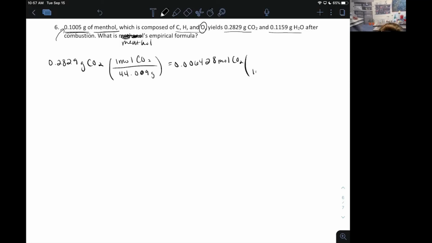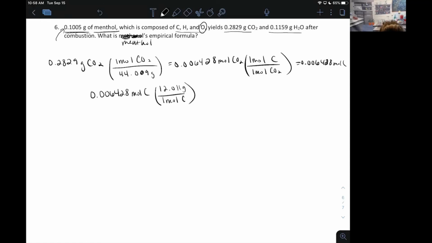And then for every 1 mole of carbon dioxide, we produce 1 mole of carbon, giving us 0.006428 moles of carbon. The additional step we're going to do here is we're going to go from moles of carbon into grams of carbon. So 1 mole of carbon is going to have a mass of 12.011 grams, giving us 0.07721 grams of carbon.